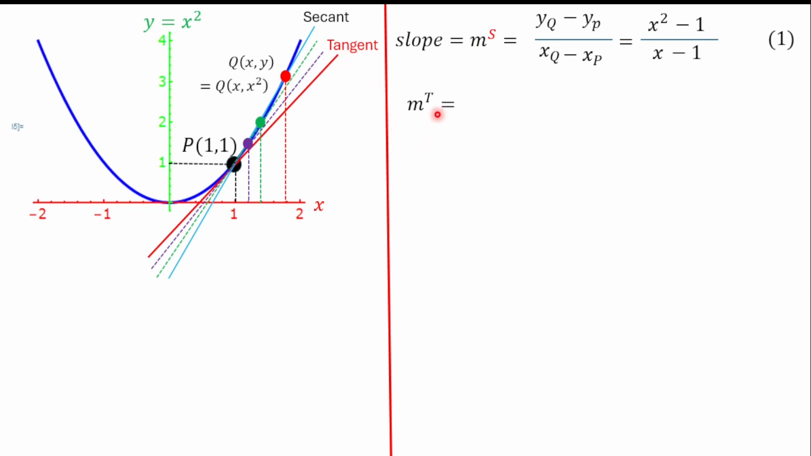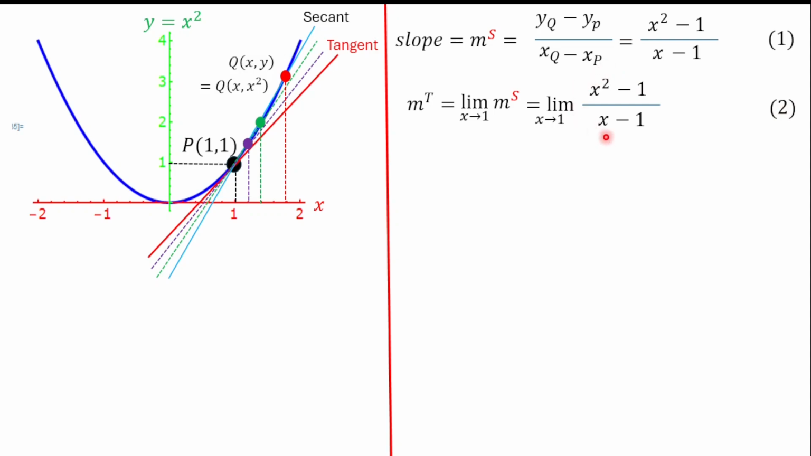That is, the slope of the tangent line can be written as the limit of the slope of the secant line, where the limit is taken with respect to the x coordinate as it tends to 1. We see this from the geometrical aspect. As the x coordinate of point Q is getting closer and closer to 1, we are going toward the tangent line. So I substitute the value of ms from equation 1, which is this value, and therefore I can write the equation in this form, and I call this equation 2.